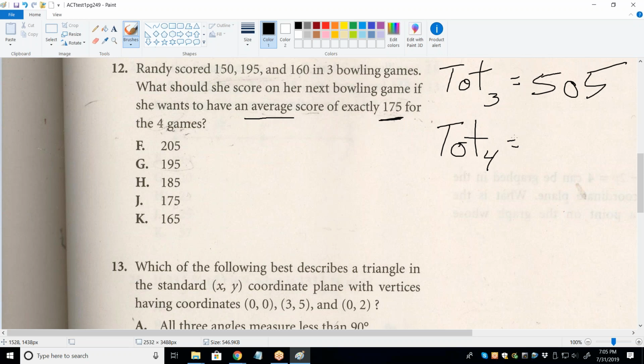If I have an average of 150 in 2 games, what's my total? So how'd you get that? You multiplied 2 times 150. In other words, you always get total by multiplying the number of games times the average. So what's the total for all 4 games?